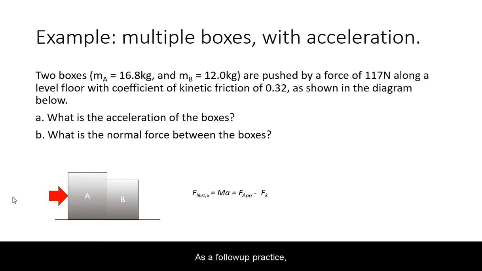As a follow-up practice, rework the problem, this time allowing for an acceleration of the boxes.